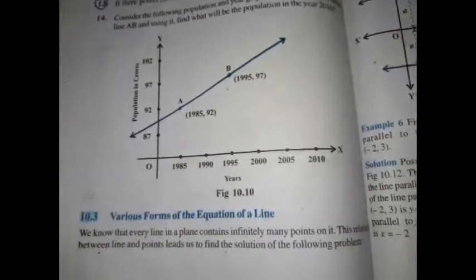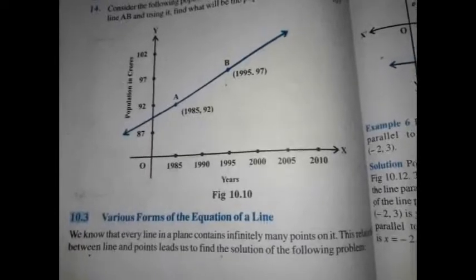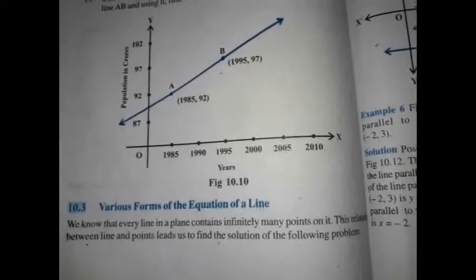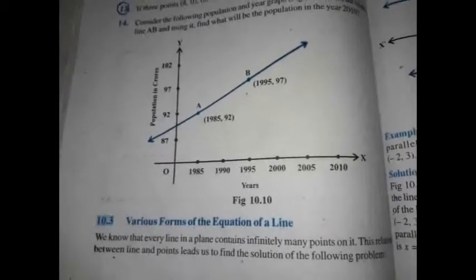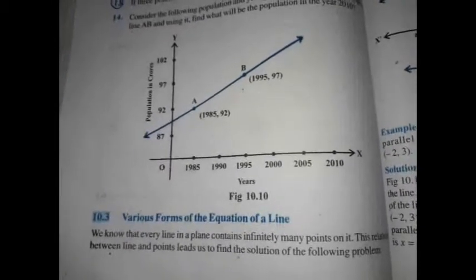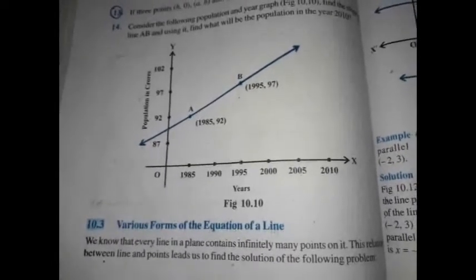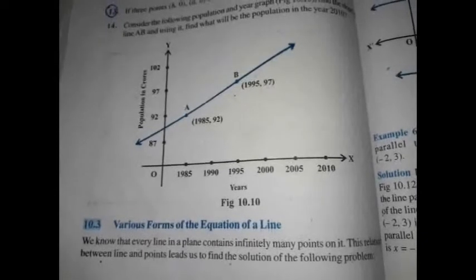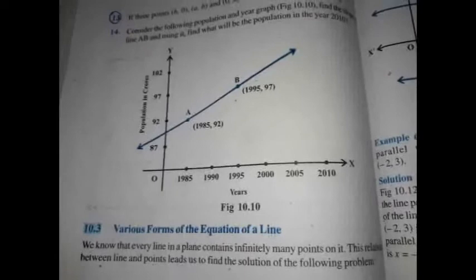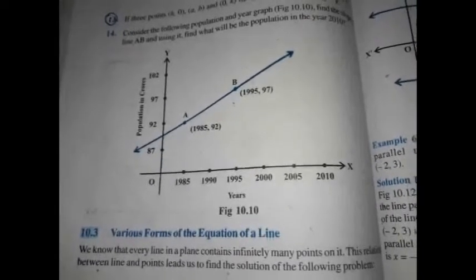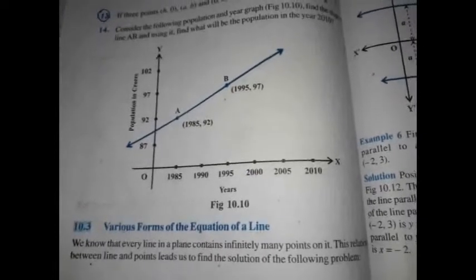Hello students, we are learning the chapter Straight Lines, and in the previous class we learned about the slope of a line, how to find the slope of a line and the problems related to it. Now in today's class we are going to learn the various forms of the equation of a line. What are the various forms of the equation of a line? How can we write the equation of a line in different ways? That's what we are going to learn in today's topic.